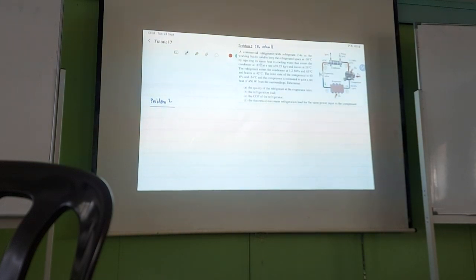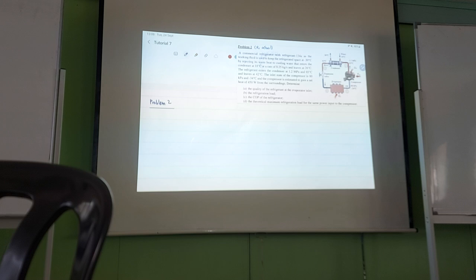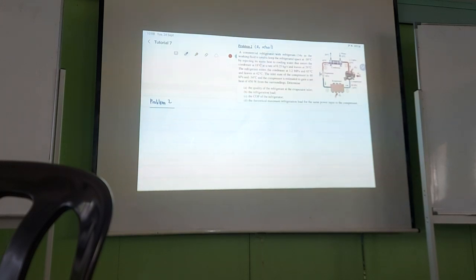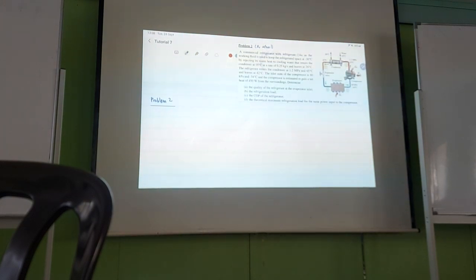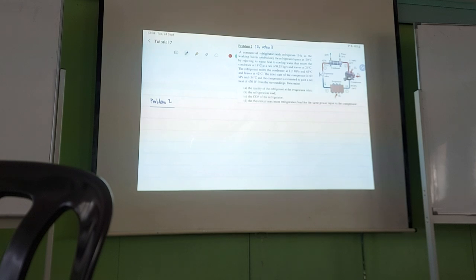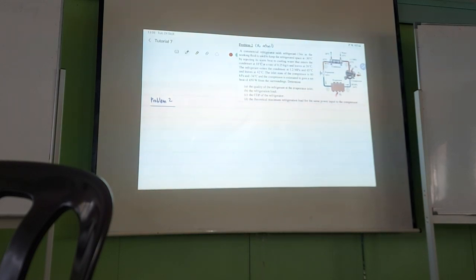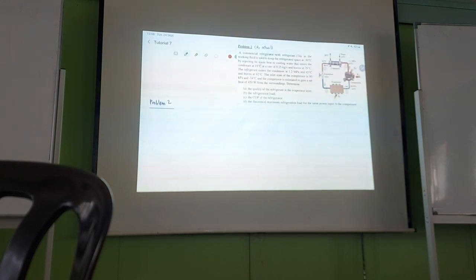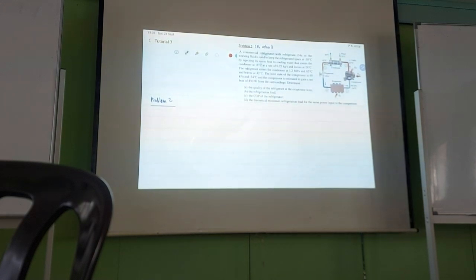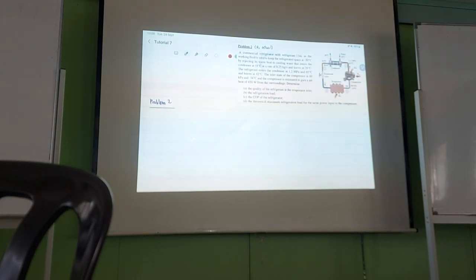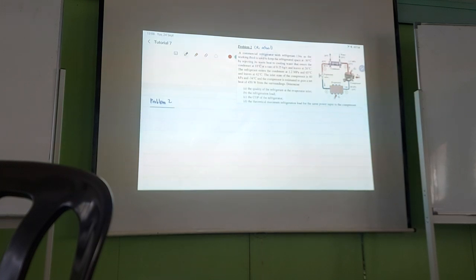So again, a lot of information here. Refrigerant enters the condenser at 1.2 megapascal and 65 degrees Celsius and leaves at 42 degrees Celsius. Inlet state of the compressor is 60 kilopascal, and so on. So a lot of information is given actually. The states are also not labeled on the diagram over there. So first, determine the quality of the refrigerant at the evaporator inlet. Then B, the refrigeration load. C, the COP and the theoretical maximum load.